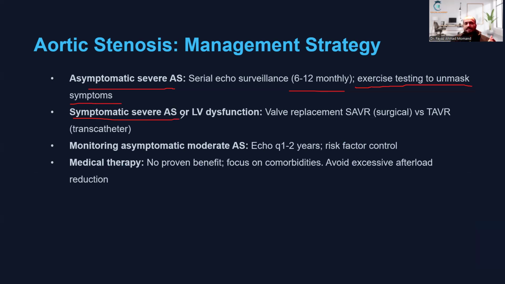Symptomatic severe aortic stenosis or left ventricular dysfunction: in that case, we need to do valve replacement, surgical or transcatheter aortic valve replacement, any of these options. They both have similar benefit as per the New England Journal of Medicine. Most cardiac surgeons prefer the transcatheter as it is minimally invasive, not as invasive as open surgery.